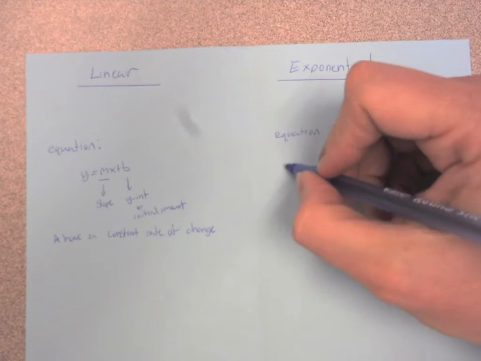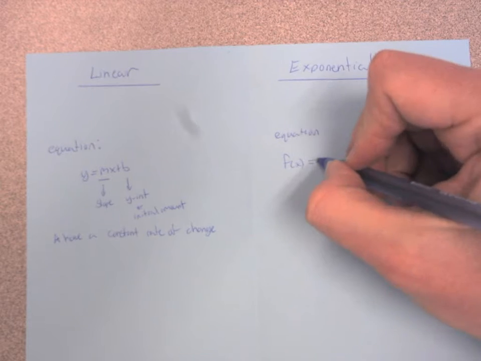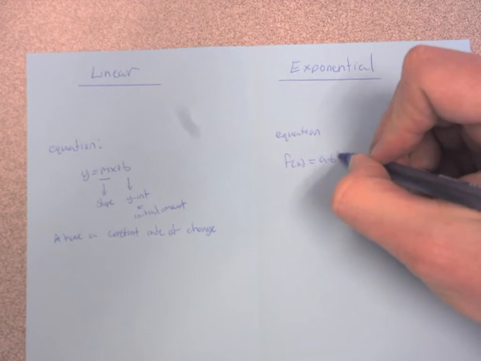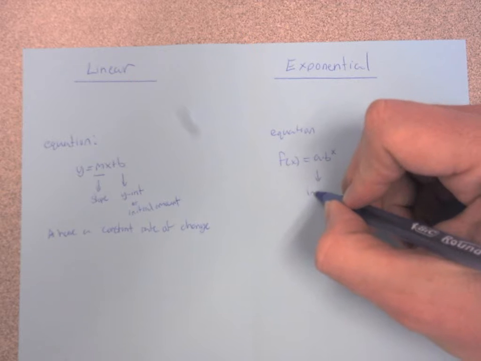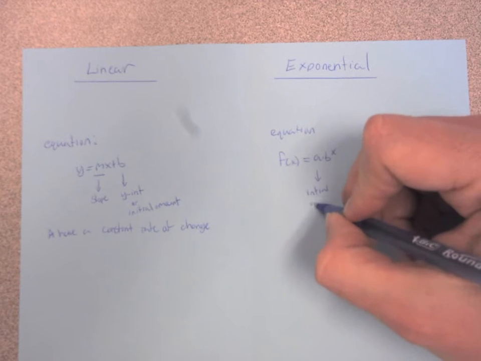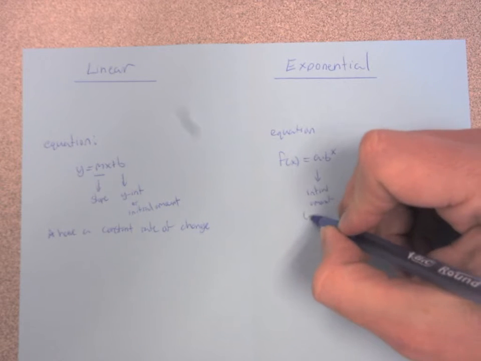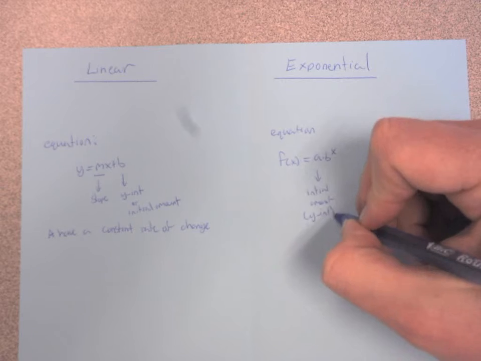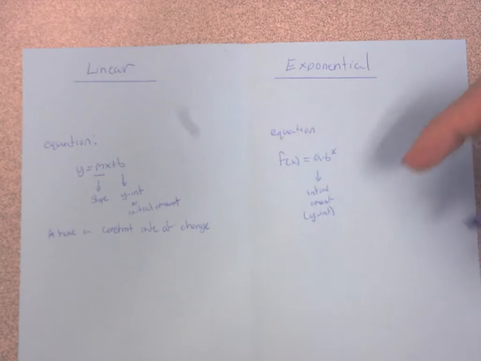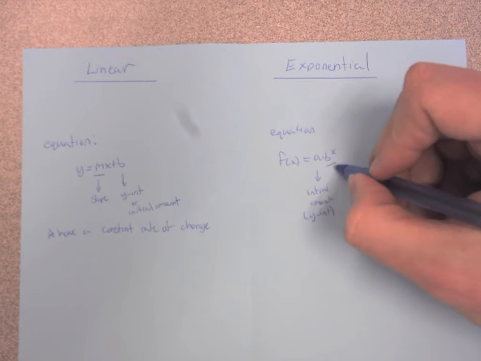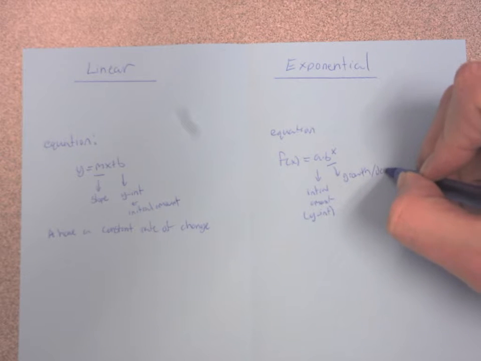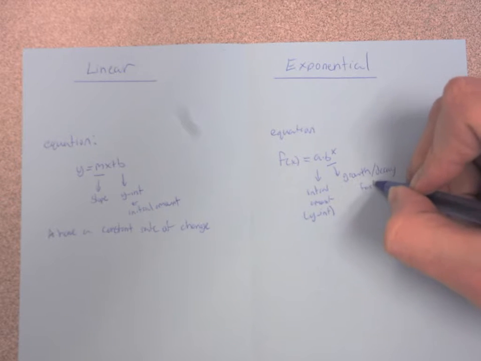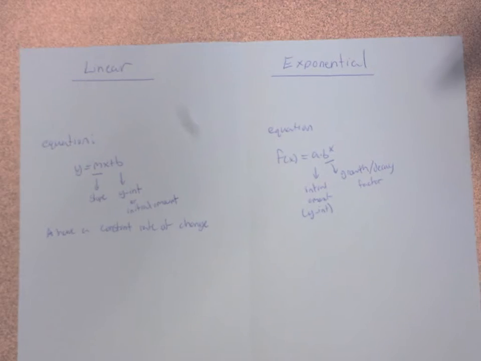For exponential, they look something like this, a times b to the x power. Okay, and we know that a is the initial amount, or in other words, your y-intercept. Okay, and then this b, it's different from this b, is your growth or decay factor. And it's the number you're multiplying by.